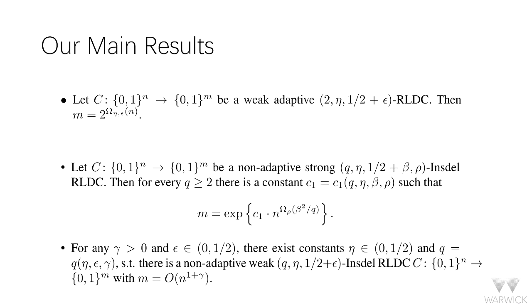And we have a third result, which is a construction. For the weak non-adaptive Insdel RLDC case, we have a construction. Our construction has codeword length O(n^(1+γ)). This is for constant query Q.